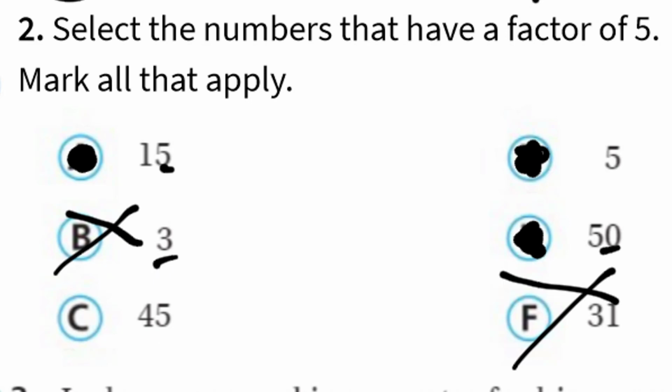And then C says 45. Well, of course, 9 times 5 is 45. So C, I like it. C, you're just awesome too. Okay? You get to be like A. You're awesome. Now, time to move on.